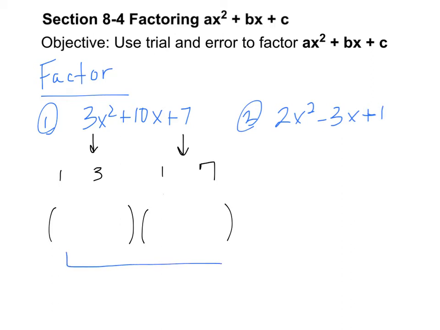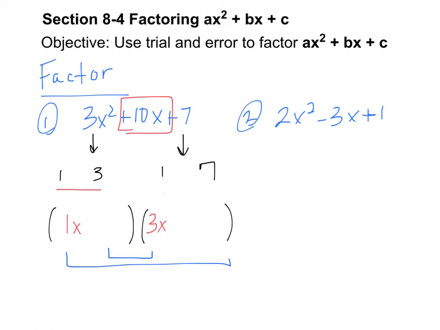So thinking now of our parentheses, we know one thing: the outside terms and the inside terms better equal a positive 10x. So we need to play a number game. How can I arrange 1 and 3 and 1 and 7 in these 4 different spots to get plus 10x? So let's take a look. Let's just guess. What if I put 1 and 3 just like they are right here? 1x and 3x. Remember, why do I have the x's there? Well, they have to equal 3x squared. So 1x times 3x is 3x squared.